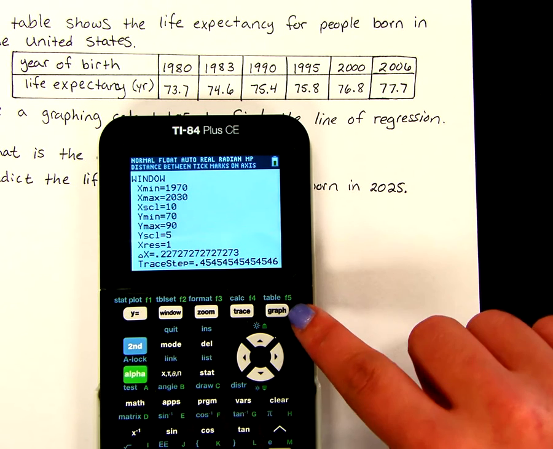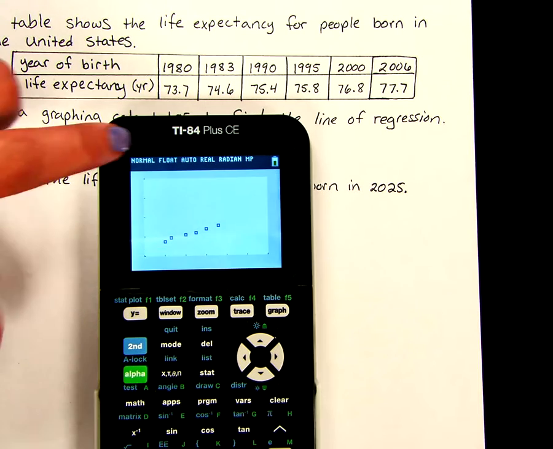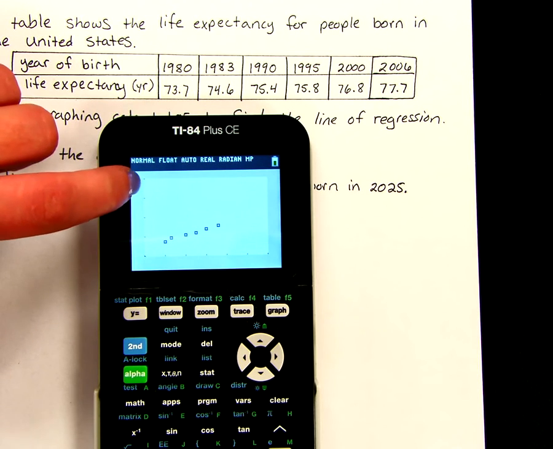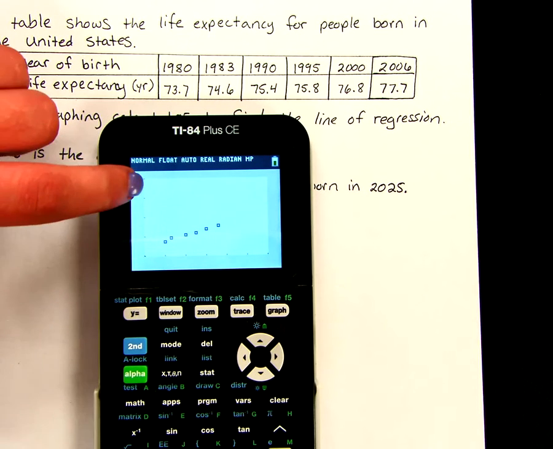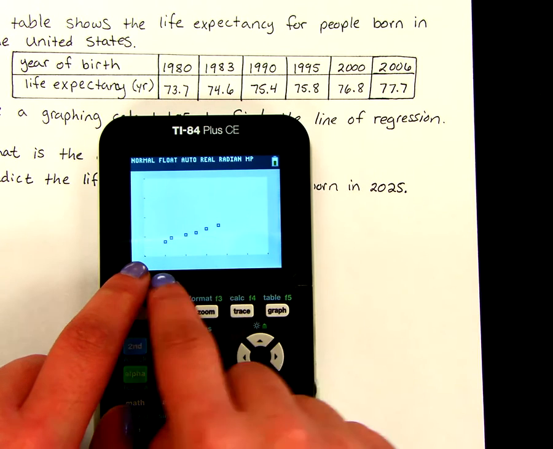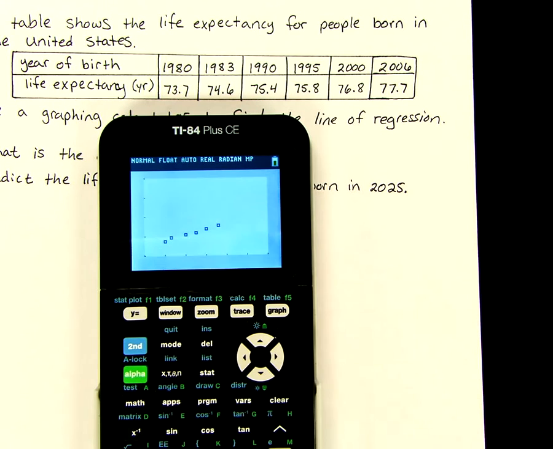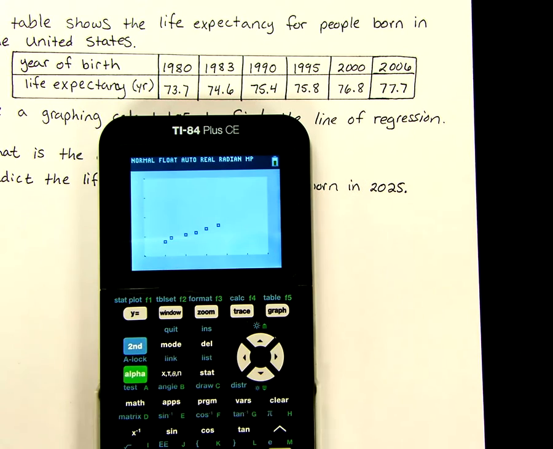Now if we press graph, we should be able to see our points. Yep. Here's our dotted scale. On the y-axis, each of these represents 5s, and on the x-axis, each of these represents 10s. Even looking at our picture, we should be able to see that there's a pretty strong positive correlation because these numbers are going up and it's really close to making a straight line.